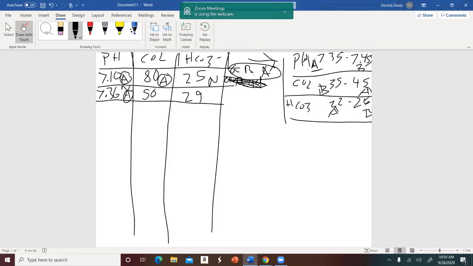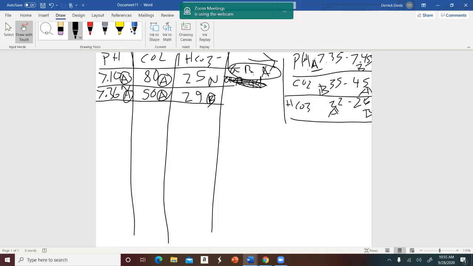All right, let's label the CO2. The CO2 is 50, which is greater than 45 over here. So this is acidic as well. All right, and then bicarb of 29. I'm just going to circle these so we don't mix them up. A bicarb of 29 is basic. All right, so now I have a situation where I have an acid and a base, right? So both of these are going the opposite direction. One is compensating for the other, but how do I decide which one is compensating for which one?